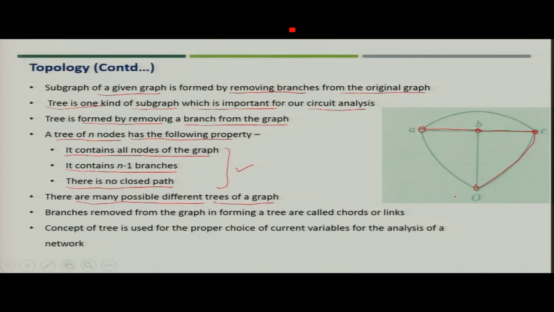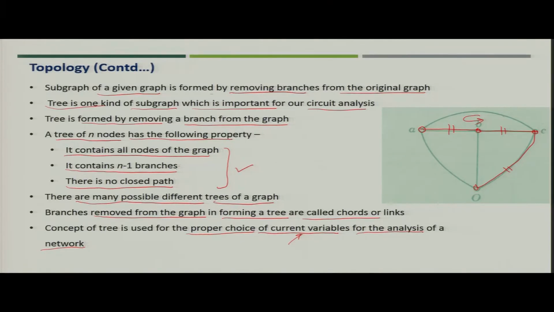Now, the branches of the graph not in forming a tree are called chords or links. So, if you remove this particular branch, then you get one tree. So, this is called a chord. The concept of tree is used where we have to carry out the proper choice of current variables for the analysis of the network. So, this is very important when you have to choose the current variables for circuit analysis properly.